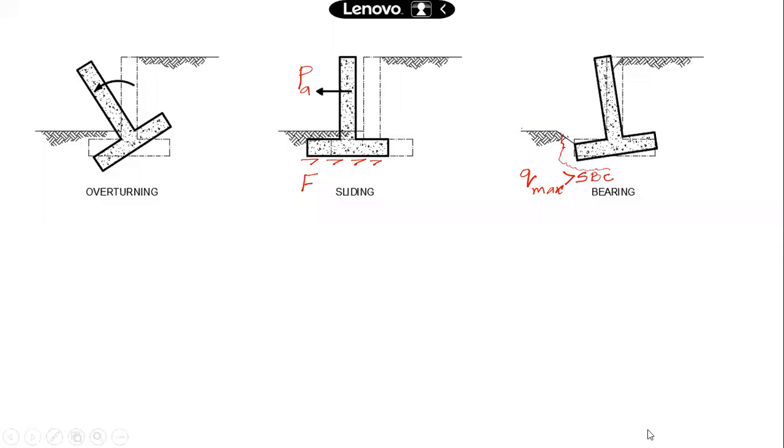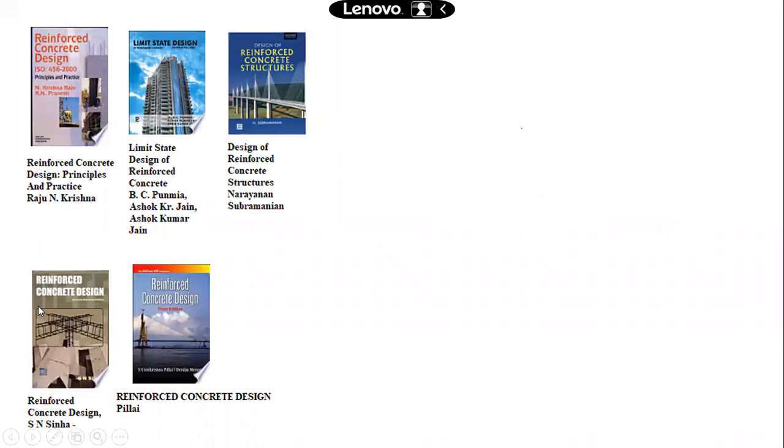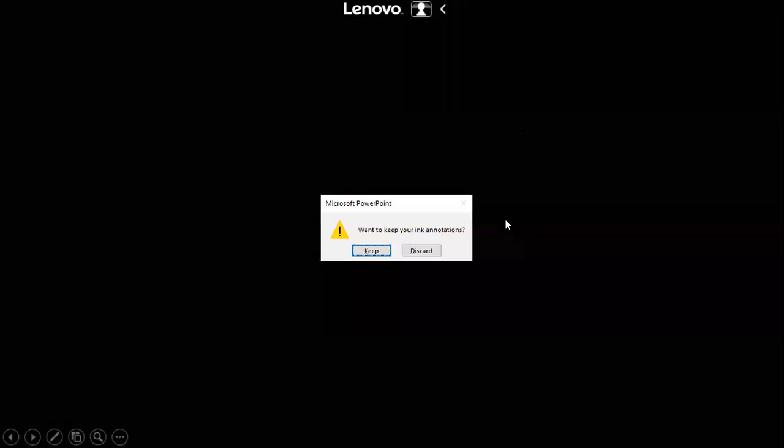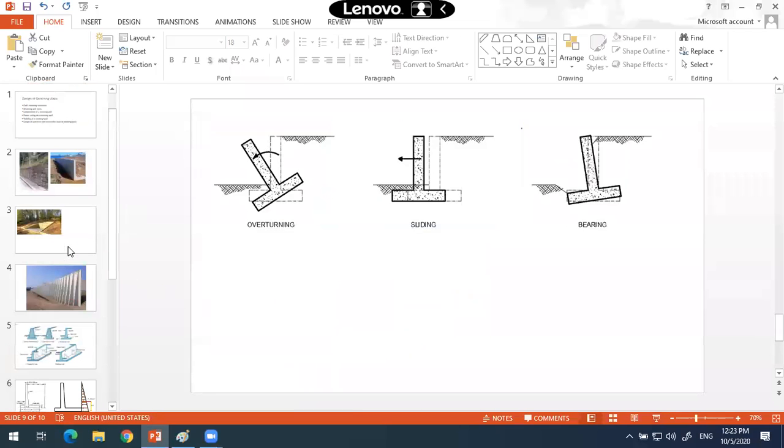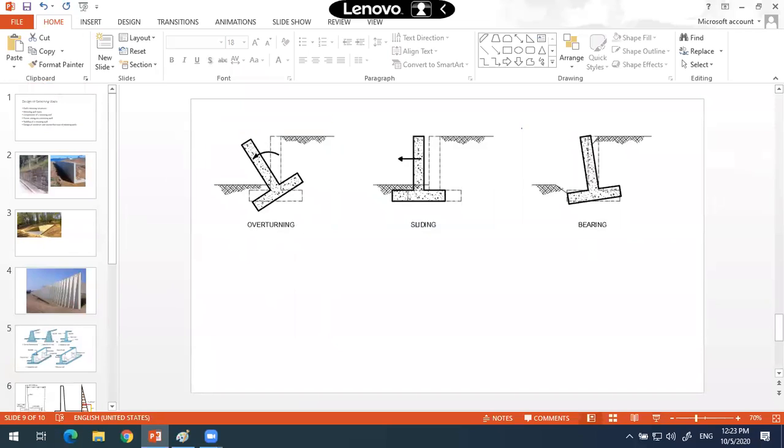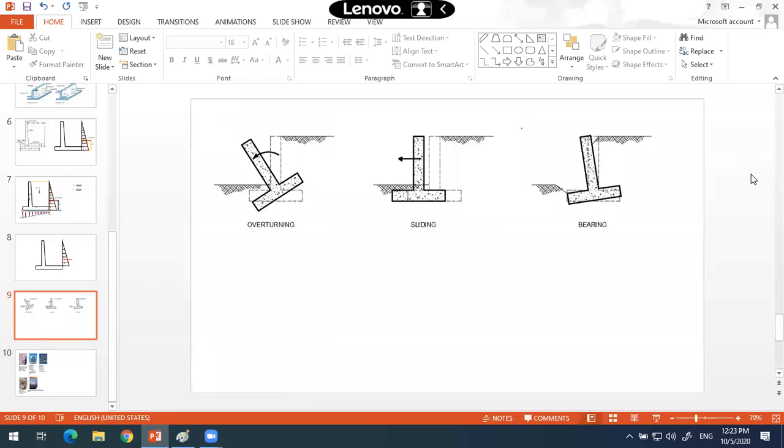Before we go for designing the retaining wall, you have to check these stability points. So these are for your concrete part. These are some good books you can refer: Krishna Raju, R.N. Pranesh, Reinforced Concrete Design, and one more is Sinha, Pillai, Unnikrishnan Pillai, and Punmia and Subramanya. These are some books you can have as a reference. This is the behavior types and all that we have seen. Keeping these things in mind, in the next class we'll go ahead with the design of the retaining wall.